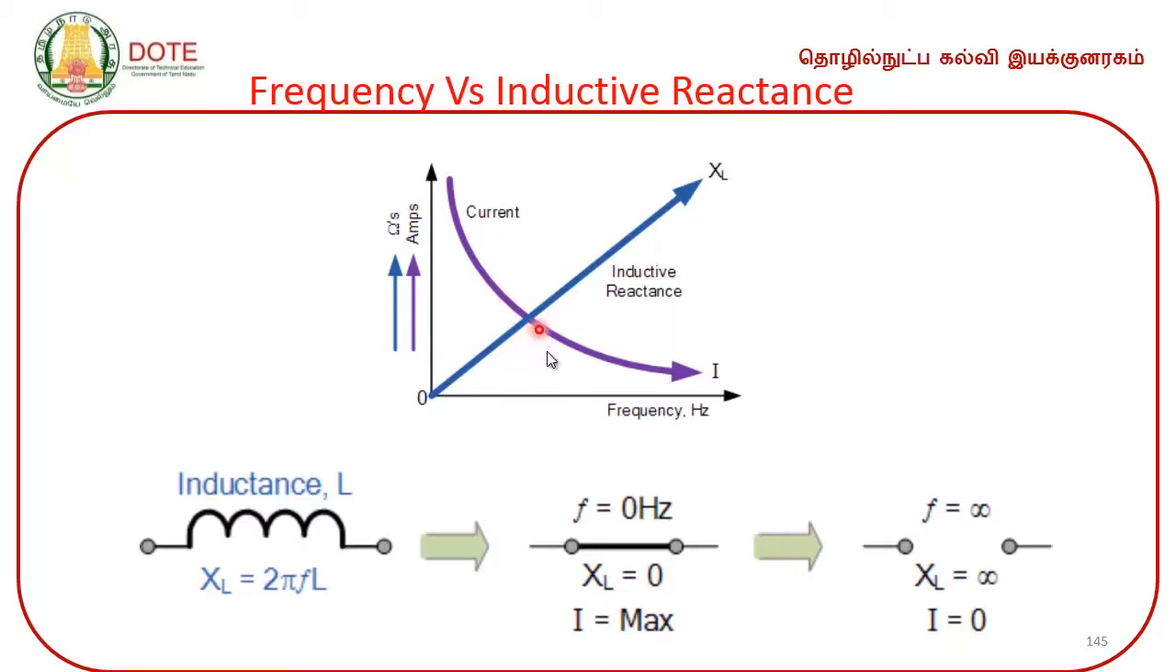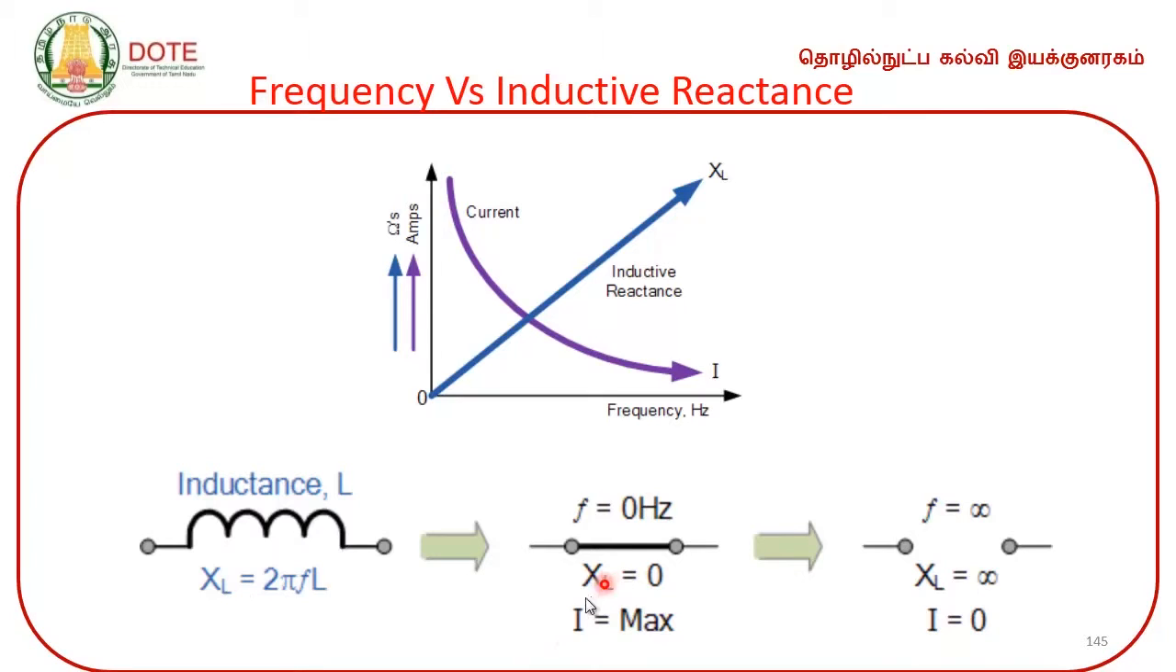So at one particular frequency it becomes equal. So as frequency keeps increasing, current keeps decreasing. At infinite frequency current is 0, right? So the point is, this is the inductor, inductive reactance XL equal to 2πfL, frequency directly proportional to the inductive reactance. Inductive reactance is the opposition the inductor offers to AC current.